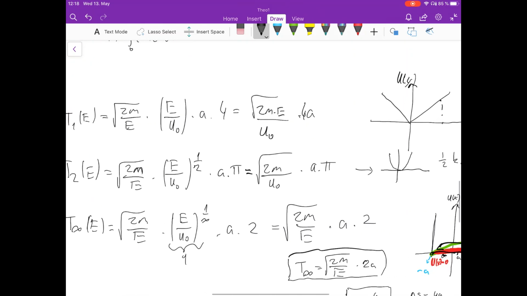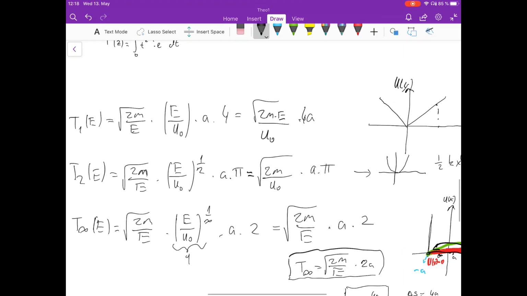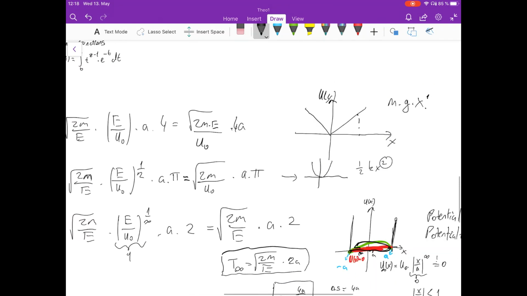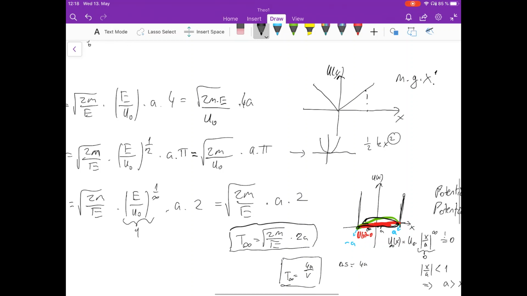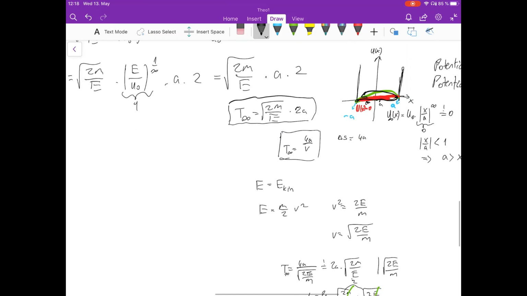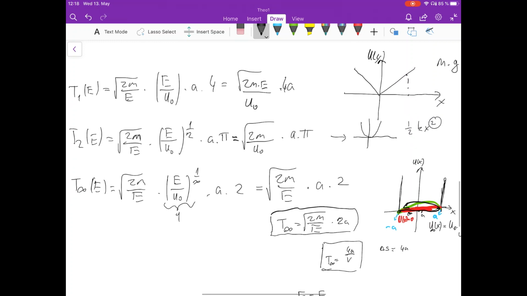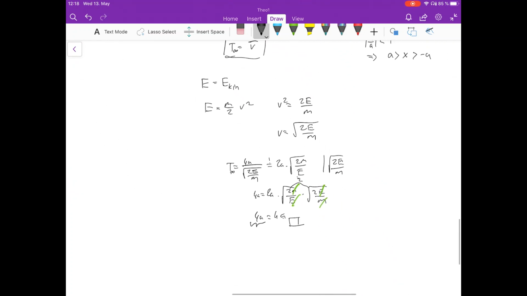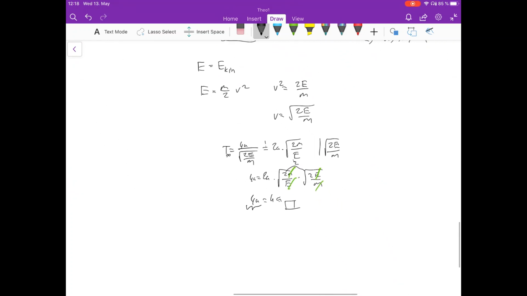And the period T_2, for n equals 2, is independent of the energy level. You should also see that in the 8th exercise. So I recommend you check it out.